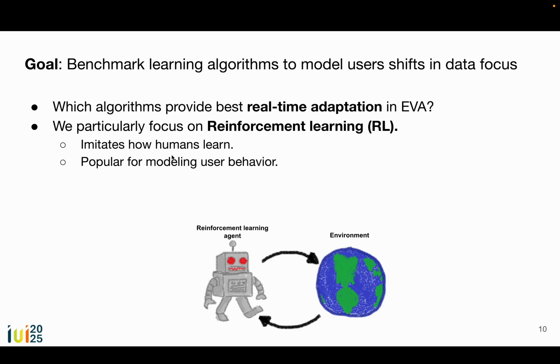Our goal is to benchmark learning algorithms to model users' shift in data focus. Especially, we want to find which algorithms provide the best real-time adaptation in EVA. And we particularly focus on reinforcement learning algorithms because one, they imitate how humans learn, and second, they are really popular for modeling user behavior. But we see that there are limited focus on reinforcement learning algorithms, especially in the visualization community. And not to mention that the proposed user learning algorithms from the VIS community are application specific.